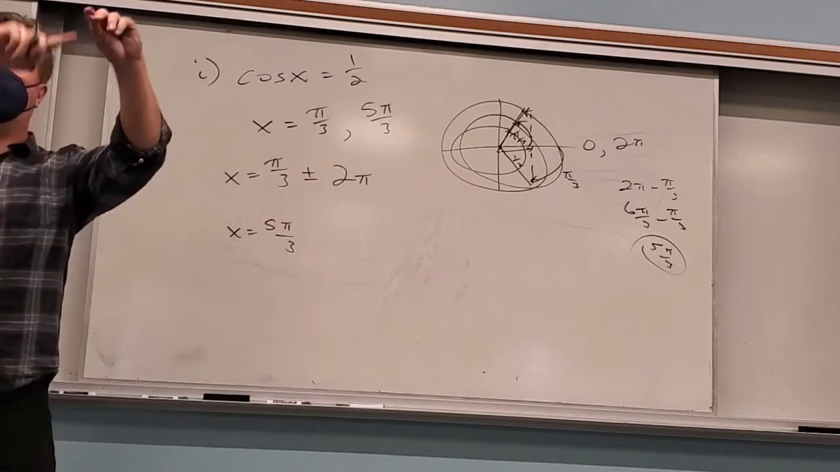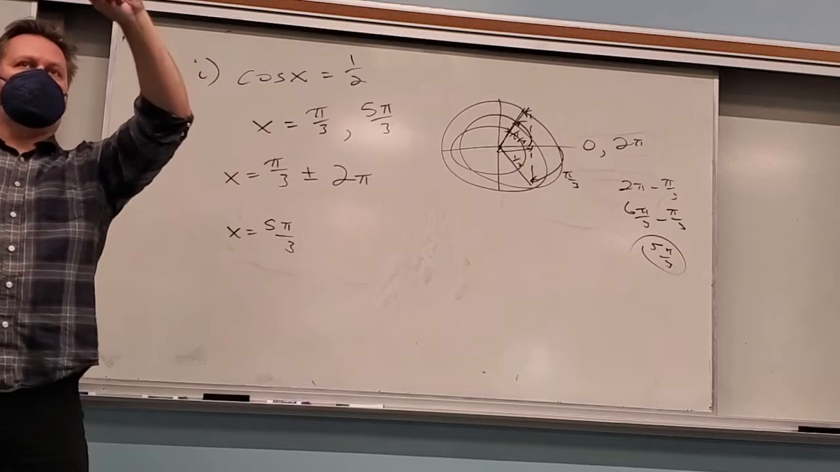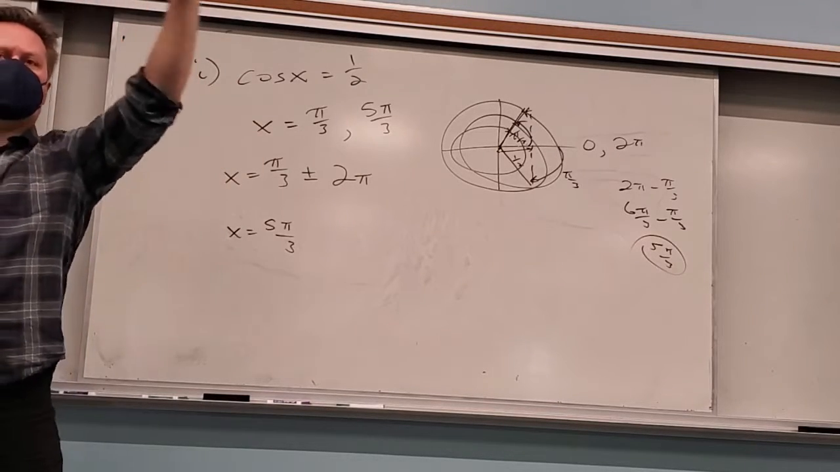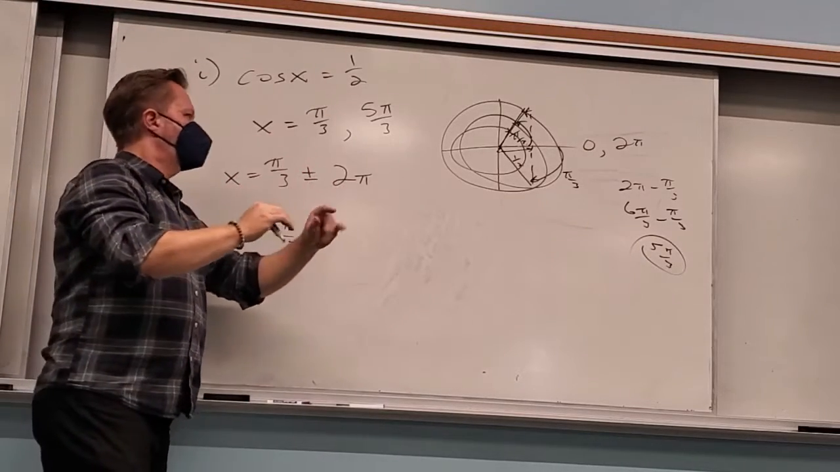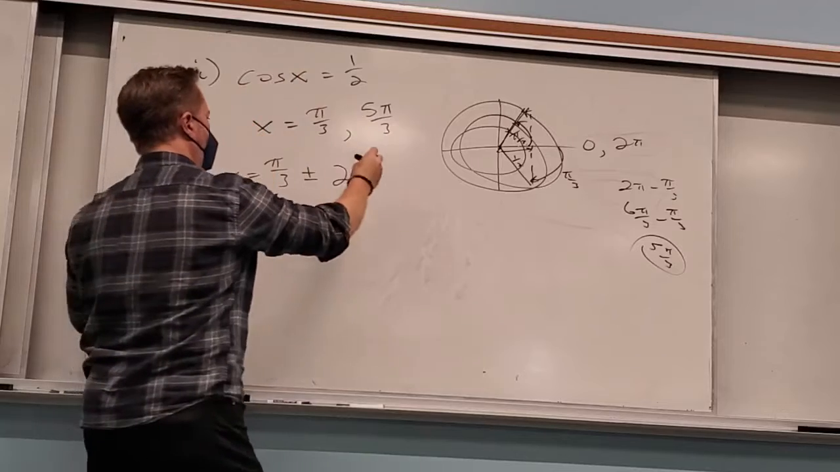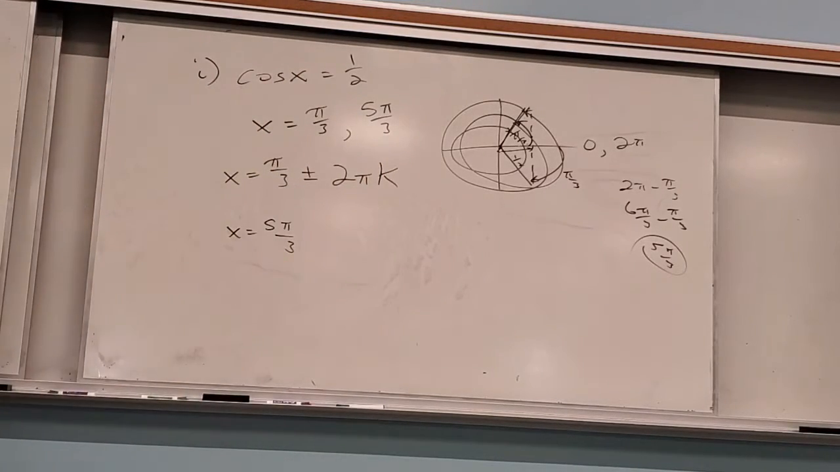So I can add 2 pi or subtract 2 pi, correct? But that still doesn't give me every answer, because can't I add multiple 2 pi's? Just keep rotating, keep rotating. So what we do, I can't remember this book, there's a couple things you gotta look up in this book. I'm used to using a K here. I can't remember if they use an N. Every book is a little different.